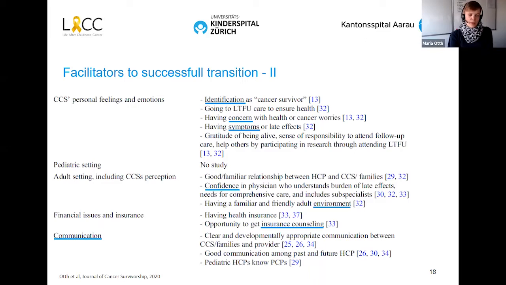In the adult setting, survivors said that when they have confidence in the adult physician they go to, when they think they have a physician who understands their problems and needs, that's a facilitator, and also having an environment they know, or maybe also when they could visit the adult department before the actual transition. That's a facilitator, and also receiving insurance counseling when they are then responsible themselves. And yeah, I don't have to say it again, communication is really key between all these disciplines, so survivors, but also parents, and especially between the healthcare providers.